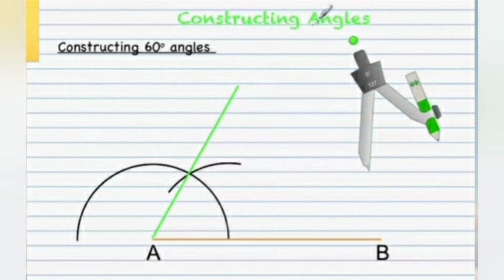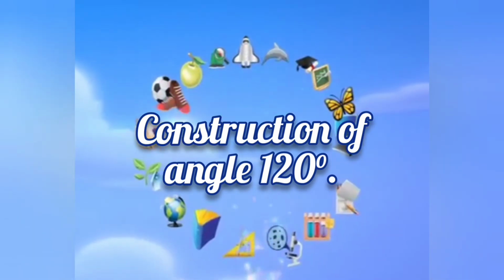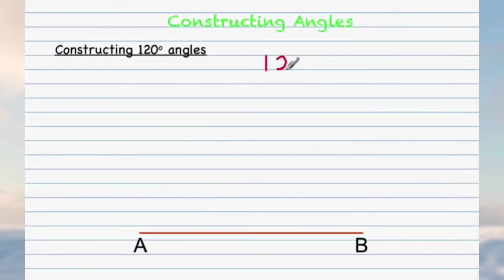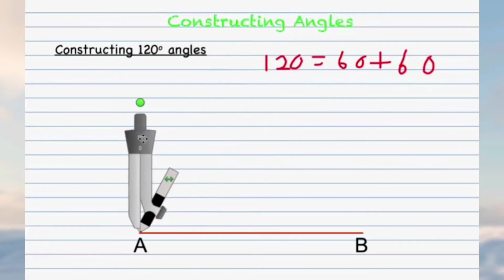Now let's move on to construct angle 120 degrees. Now think of angle 120 degrees as 60 degrees plus 60 degrees. So if I draw a 60 degree angle and then draw another 60 degree angle on top of that one, then I would have created an angle of 120 degrees. So the first thing we need to do is to construct the first 60 degrees angle.